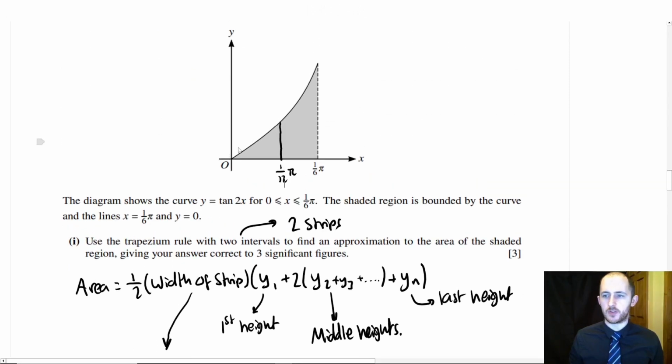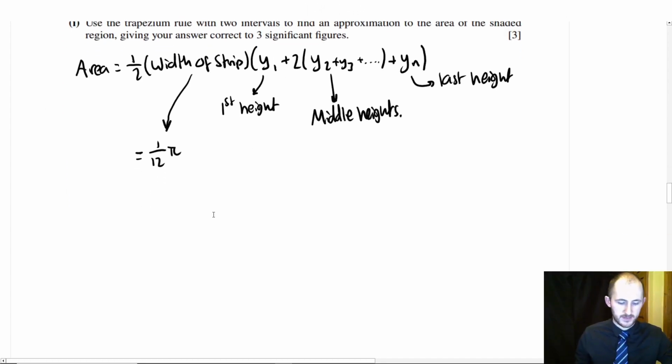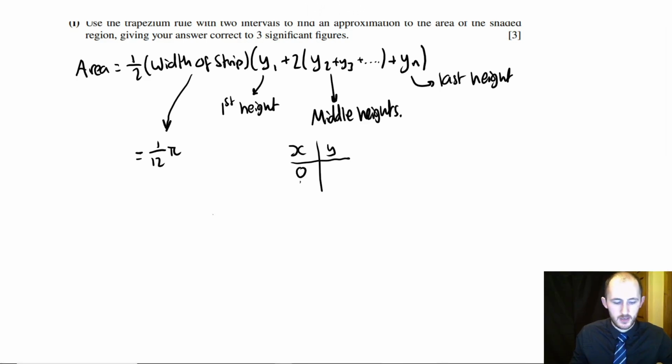If you ever want to know, all you need to do is work out the biggest x coordinate and divide it by the number of strips you have. And that will be all you need. Now the next thing I need to do is work out all of my y values. So let's draw a little table. We're going to do x, y, and the x values I need are at 0, a 12th of pi, and a sixth of pi. Those are my three heights, okay?